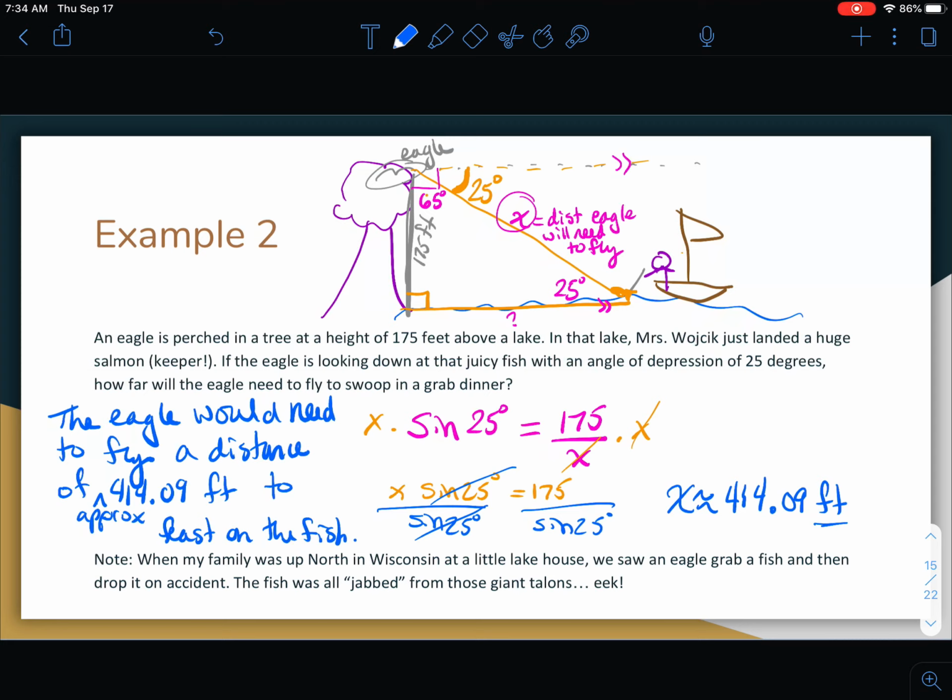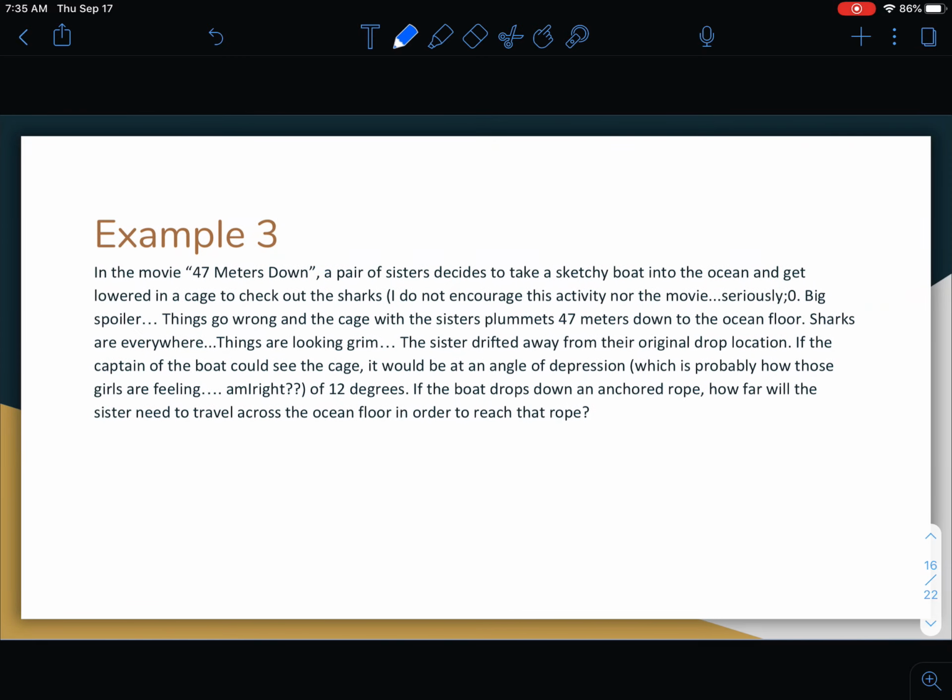And here's another note for you. My family, we used to take the kids and go up north to Wisconsin. My daughter's laughing at me as I'm recording this. And one time we saw an eagle grab a fish, or was flying with the fish, and we're like, whoa, and then dropped it. I don't know if it saw something better or what happened. And then this fish landed on our like driveway area, and oh my gosh, it had big giant holes in it from the talons. Ugh, it was very scary.